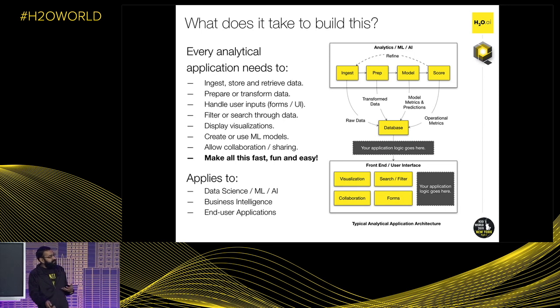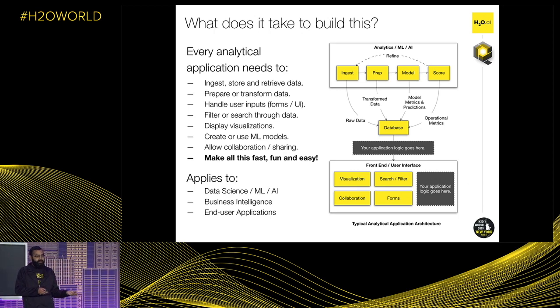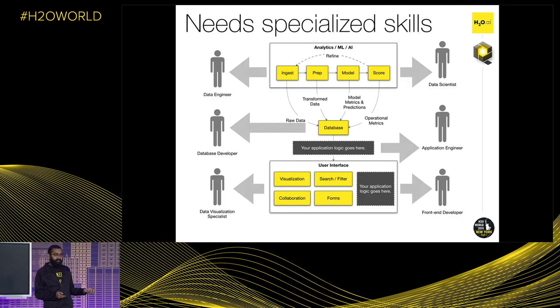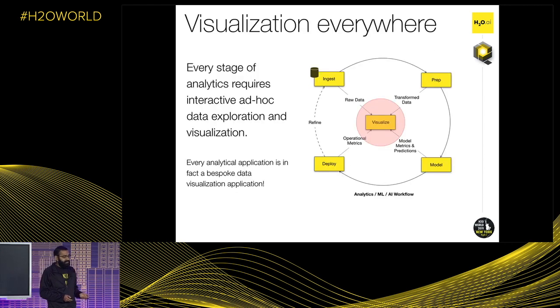And then on the other side you have a user interface to look at this information in various ways, either visualization or ad hoc analysis or searching and filtering and collaboration. And so what does it take to build an application like this? We need specialized skills. We need data engineers, data scientists, application engineers, database engineers, and then for the UI, you need front-end developers, and front-end developers are generally not as good at doing visualization, so maybe you need data visualization specialists as well.